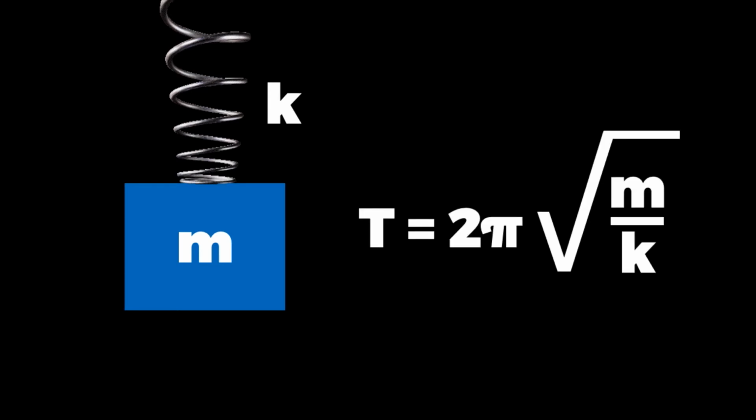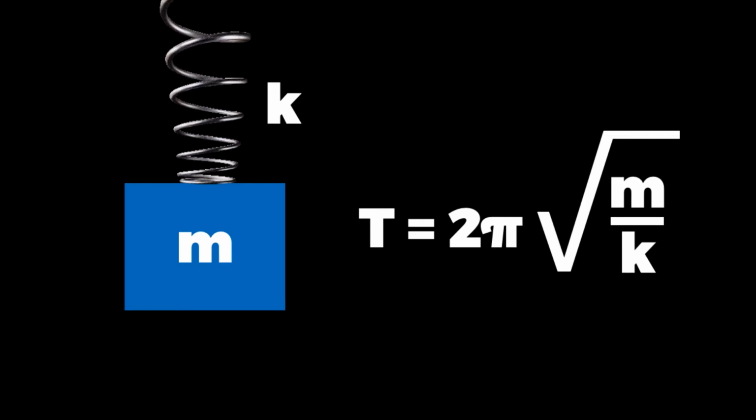You can use a simple equation. It can be found that the period T is equal to 2 pi times the square root of m over k. The derivation of this equation is kind of complicated, so I'm not going to go over it in this video, but there is a way you can derive this equation using basic algebra.